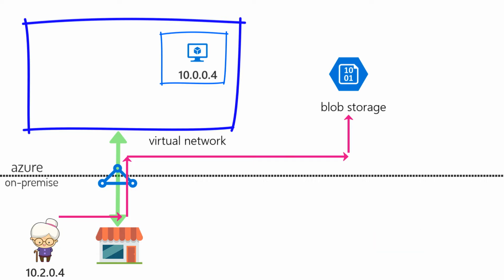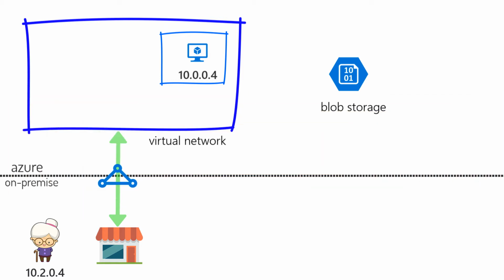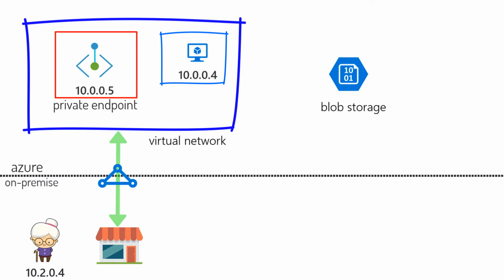How do we solve this? Well, we can solve this by using Azure Private Link. In order to access a platform as a service resource securely using Private Link, let's take a look at what is required. Firstly, you would need to create a private endpoint inside your virtual network.